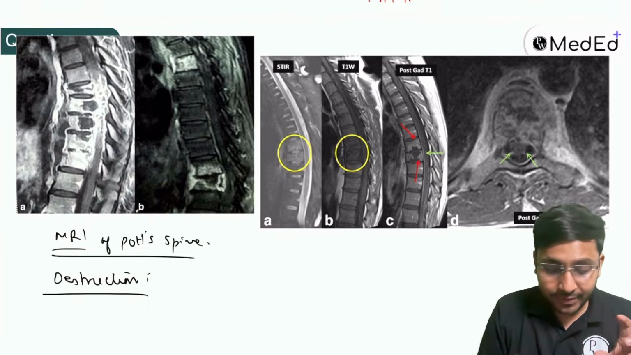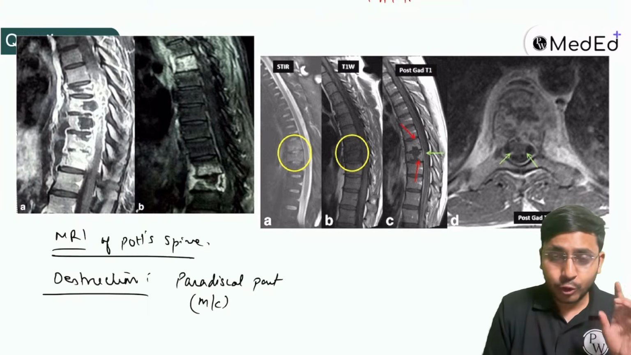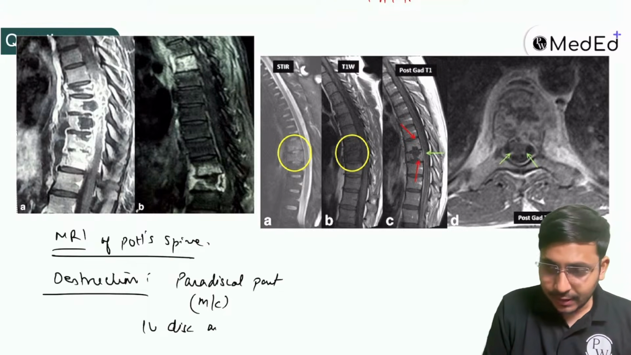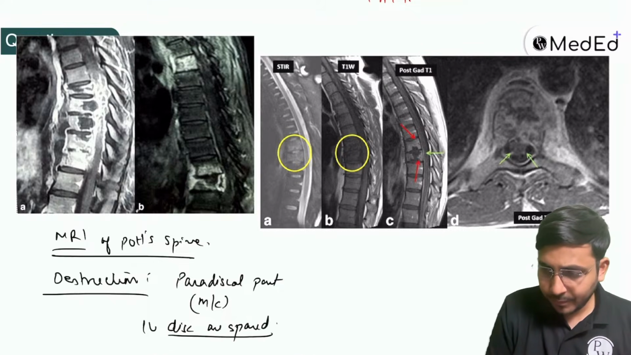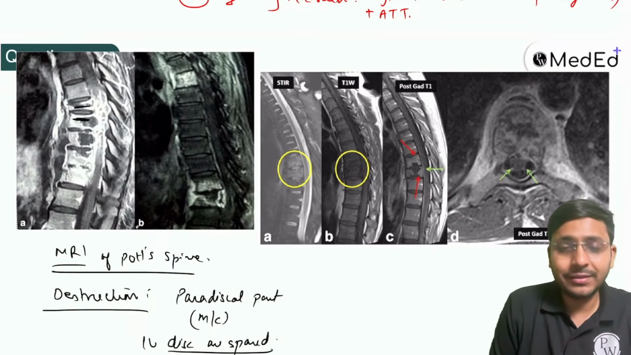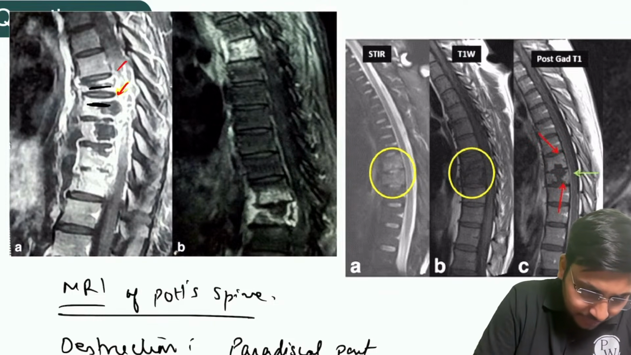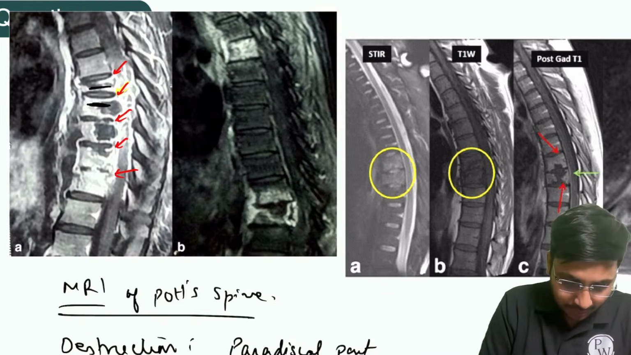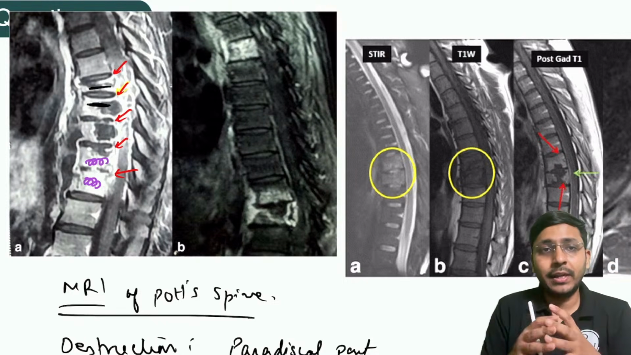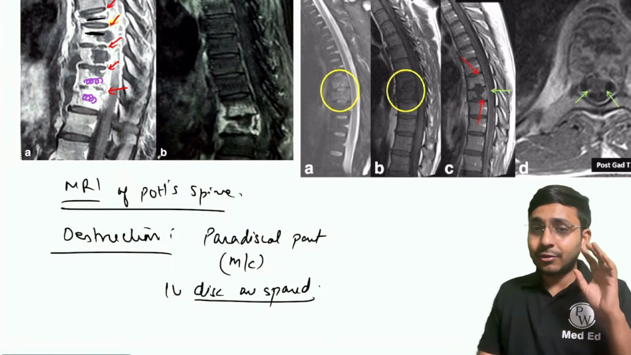Destruction of what? Spine. Which part of the spine is involved now? Now it affects the paradiscal part most commonly, right? So you will see that the intervertebral discs are spared, right? The intervertebral discs are spared, and the paradiscal part, this is what is involved. So you see here the intervertebral discs are spared, and they are involved late in the disease. So when the entire body is involved, then only the discs get involved, right? So paradiscal involvement with sparing of intervertebral disc is hallmark of TB.